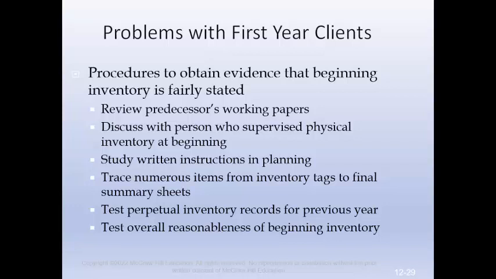If there was no satisfactory audit for the preceding year, then the auditor would first have a discussion with the person who supervised the physical inventory at the beginning and study the written instructions used in planning the physical inventory. Then the auditor would trace numerous items from inventory tags to final summary sheets and test the perpetual inventory records from the previous year by reference to supporting documents for receipts and withdrawals. Last, the auditor would test the overall reasonableness of beginning inventory in relation to sales, gross profit, and rate of inventory turnover.